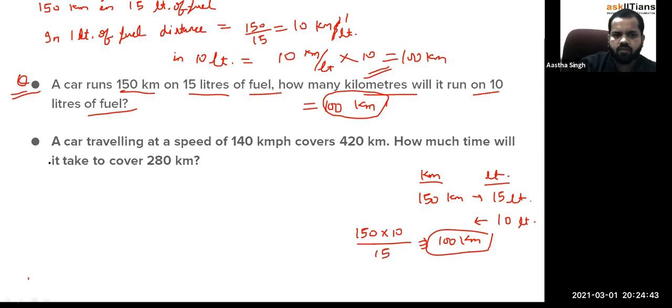We'll do our next question also. A car traveling at a speed of 140 kilometers per hour covers 420 kilometers. How much time will it take to cover 280 kilometers?